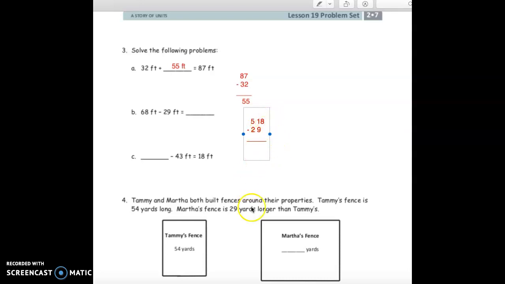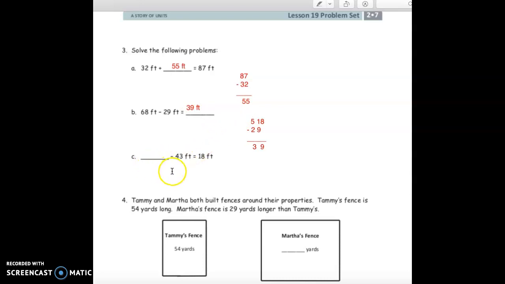So that would be the vertical way, but you can use a different strategy like the chip model if you want. And now I can subtract. 18 minus 9, well, I know my doubles facts. 9 plus 9 is 18. And 5 minus 2, I could do that in my head by counting up. 2, 3, 4, 5 would be 3. So the answer is 39 feet.